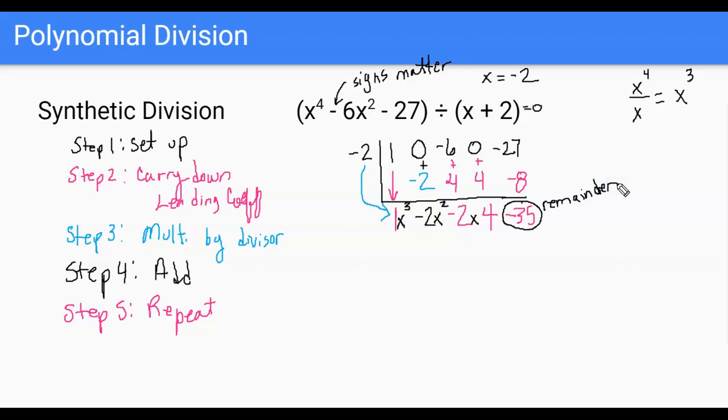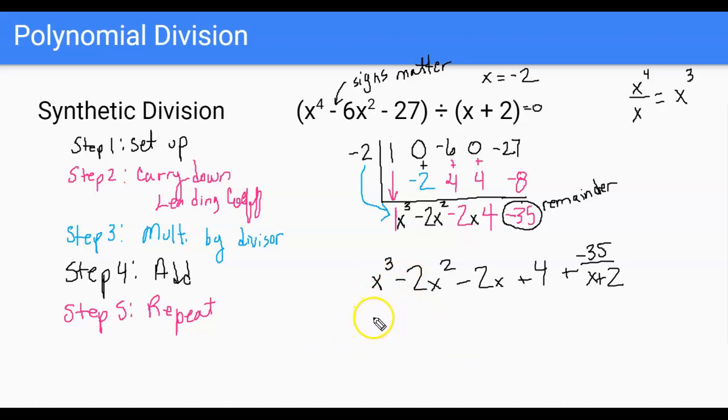So if something actually divides it evenly, if it is a factor, then it's going to be 0. Your remainder would be 0. If you have a number in that last spot, that means that it doesn't divide it evenly and that it has a remainder. So then we just have to remember our options for writing our answers. We can write it with the fraction remainder. So we could say that the quotient is x cubed minus 2x squared minus 2x plus 4 plus negative 35 over x plus 2. Remember, when we write a fraction remainder, you just take whatever your remainder is and put it over the divisor.